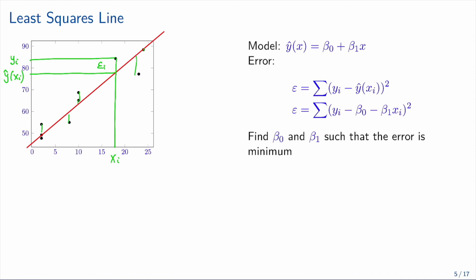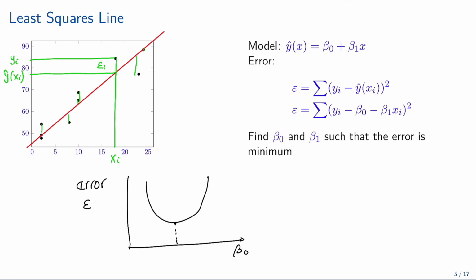If you remember from calculus, to find the minimum, we can derive and set it equal to 0. So if this is the error, in this case epsilon, our equation is quadratic, and a quadratic equation will guarantee that it has a minimum. We need to find beta 0 such that the error is minimum. That's the value that we want for beta 0, and the same thing for beta 1. So we need to find beta 0 and beta 1 that minimize the error.